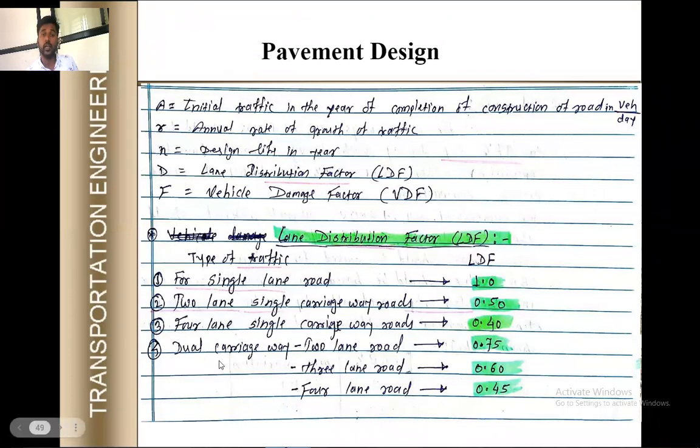If there is a dual carriage road and 2-lane, 0.75. Dual carriage road and 3-lane, 0.6. Dual carriageway and 4-lane, it is 0.45. Okay, these are the LDF, that is lane distribution factor, for the various types of traffic roads.